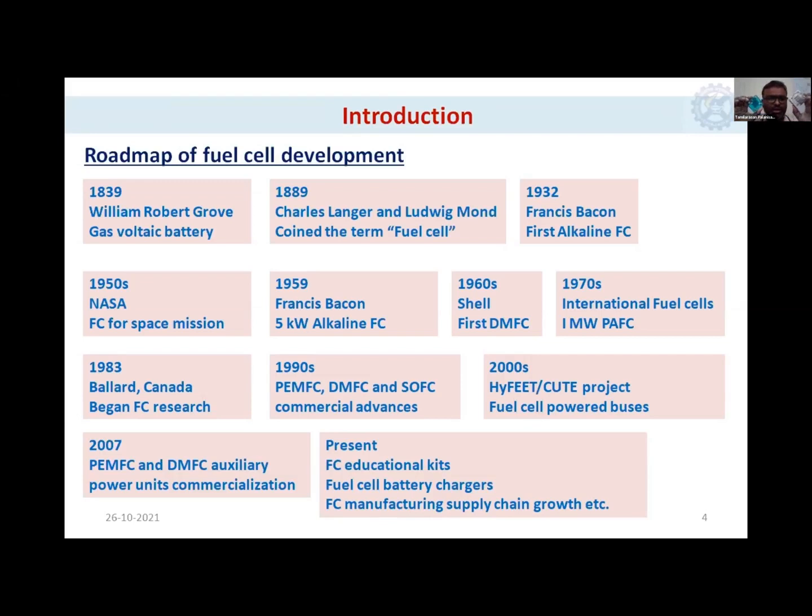I hope you can see a couple of devices I have in my hand. These are some small, commercially available fuel cells. This one is a hydrogen fuel cell with an electrode area of 4 square centimeters. For each square centimeter, you will get a current in amperes, so you will get at least 4 to 5 amperes of current from this device. And this is a direct methanol fuel cell.